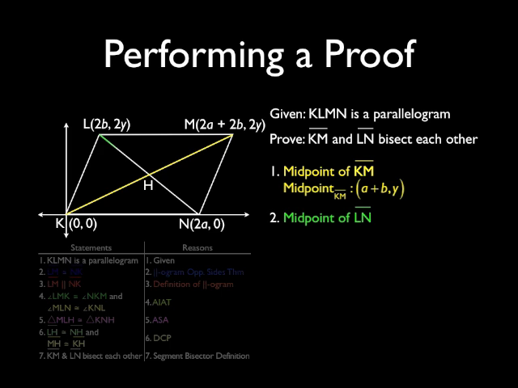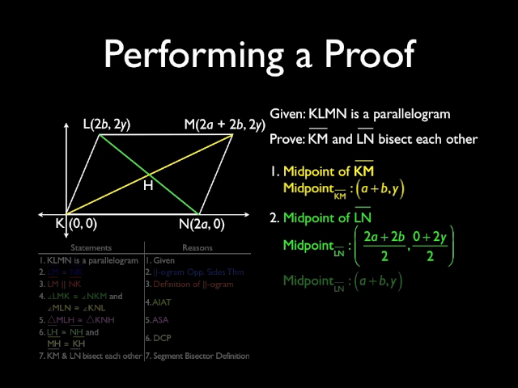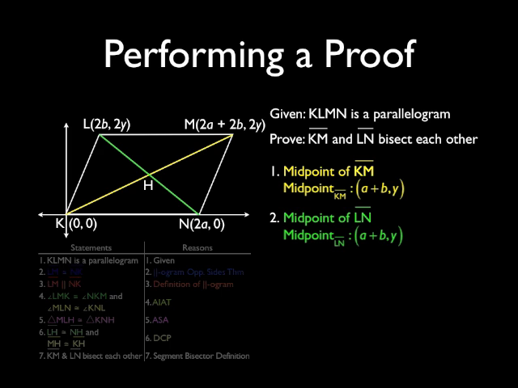Next, let's find the midpoint of segment LN. Again, midpoint formula. We add our x coordinates together and our y coordinates together, divide both those sums by 2, and reduce. Oh, look! The midpoint of LN is exactly the same as the midpoint of segment KM.